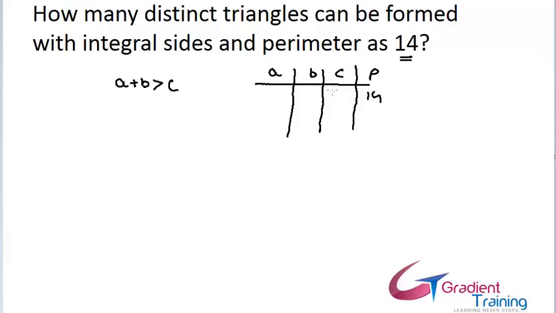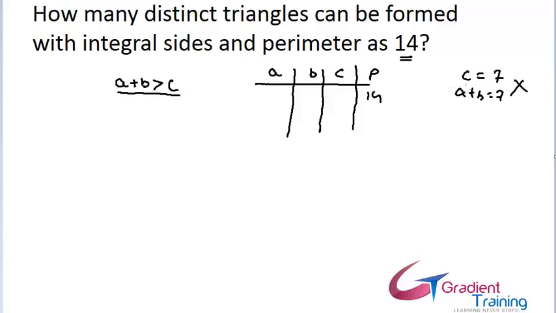Let's assume that C is the longest side. Can we keep the value of C as 7? If we keep the value of C as 7, then A plus B should also result in 7 as the perimeter is 14. So if A plus B is 7 and C is 7, we'll find that A plus B is equal to C, and therefore it is not possible, because A plus B has to be greater than C. Sum of any two sides has to be greater than the length of the third side for a triangle to be valid.